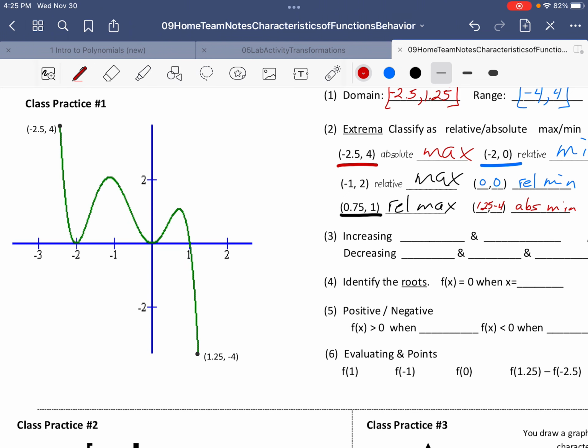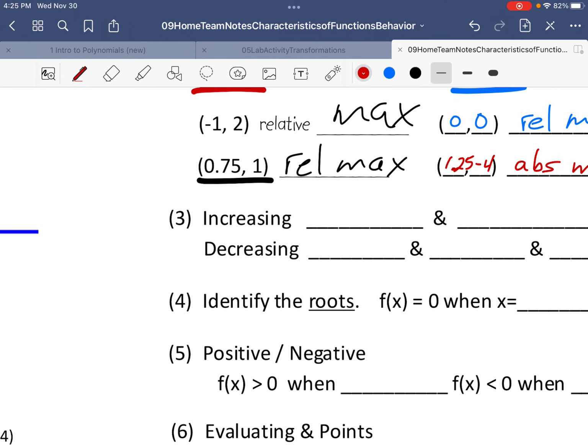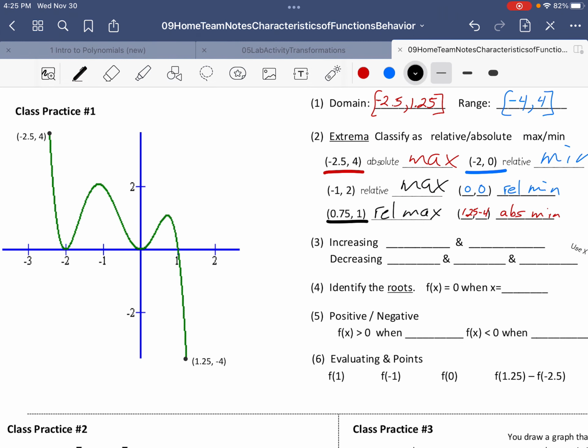How about increasing and decreasing? Increasing, remember, means that the graph is going up. Decreasing means that the graph is going down. Now what I'm going to do is highlight the parts of the graph that are increasing, that are going up. If this was a roller coaster ride, we would be going up in this interval. We would also be going up in this interval. So between these green points, the graph is increasing. We just want to correctly identify those points.